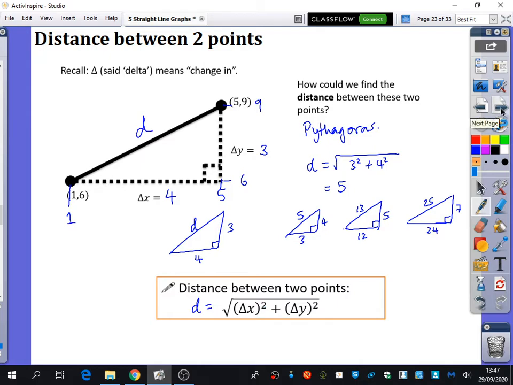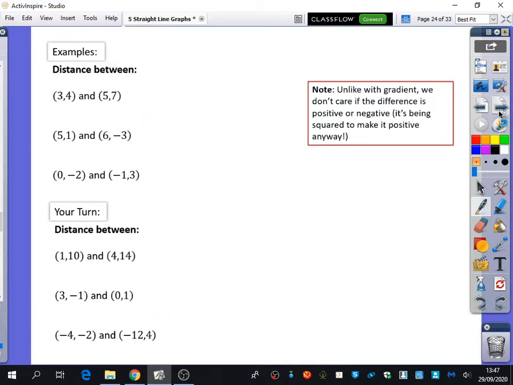It's different to gradient, where you do need to subtract them in the right order. With distance, we just care about the gap that is between them, okay? So I said this in the note. Unlike with gradient, we don't care if the difference is positive or negative because it's being squared anyway. So I'm going to do these three really quickly to find the distance between.